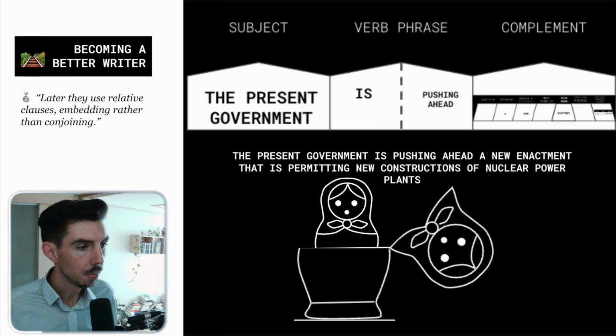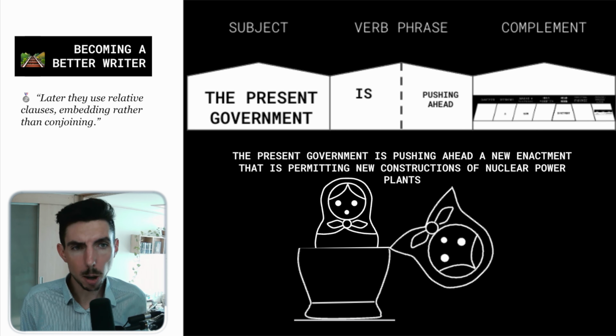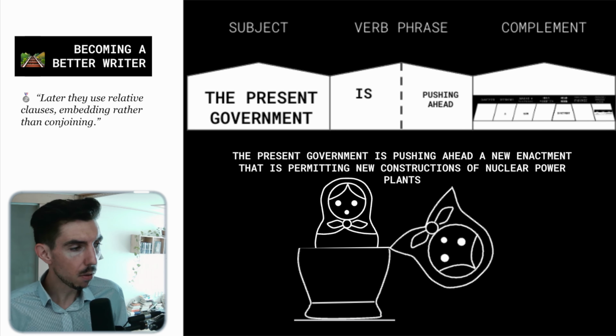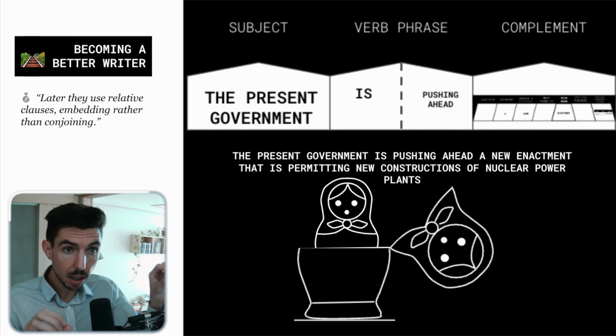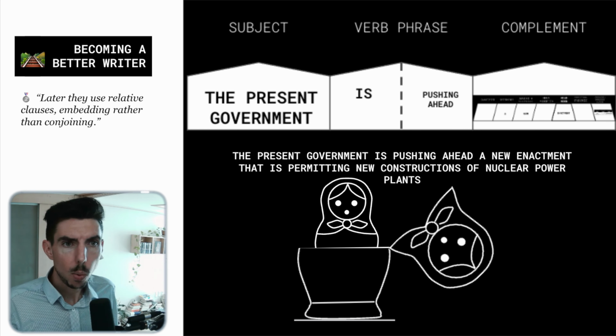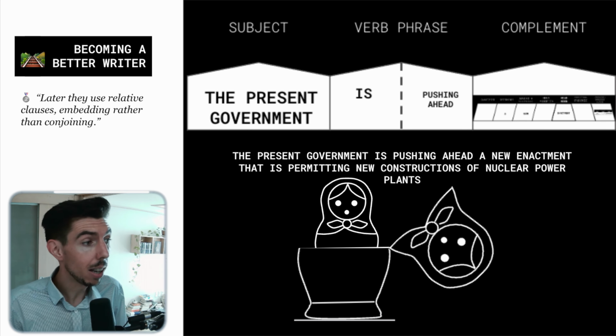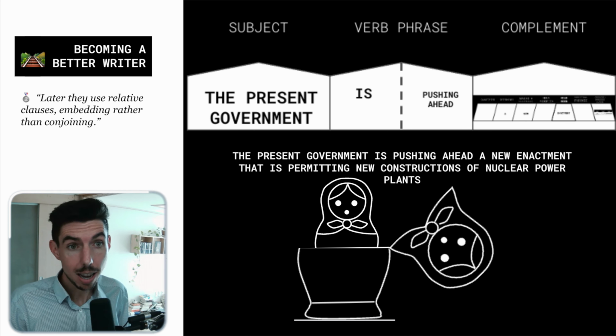Let's take a look at this sentence. It says, the present government, this is about nuclear power in South Korea, is pushing ahead a new enactment that is permitting new constructions of nuclear power plants. Okay, so if we look at this structure, it's not the one that we saw before, which is simple sentence, simple sentence, simple sentence, all joined together. We actually have one basic clause, which serves as the matrix of the entire sentence. And then embedded inside that clause, we have other phrases. We have noun phrases and non-finite noun clauses that are baked into this.